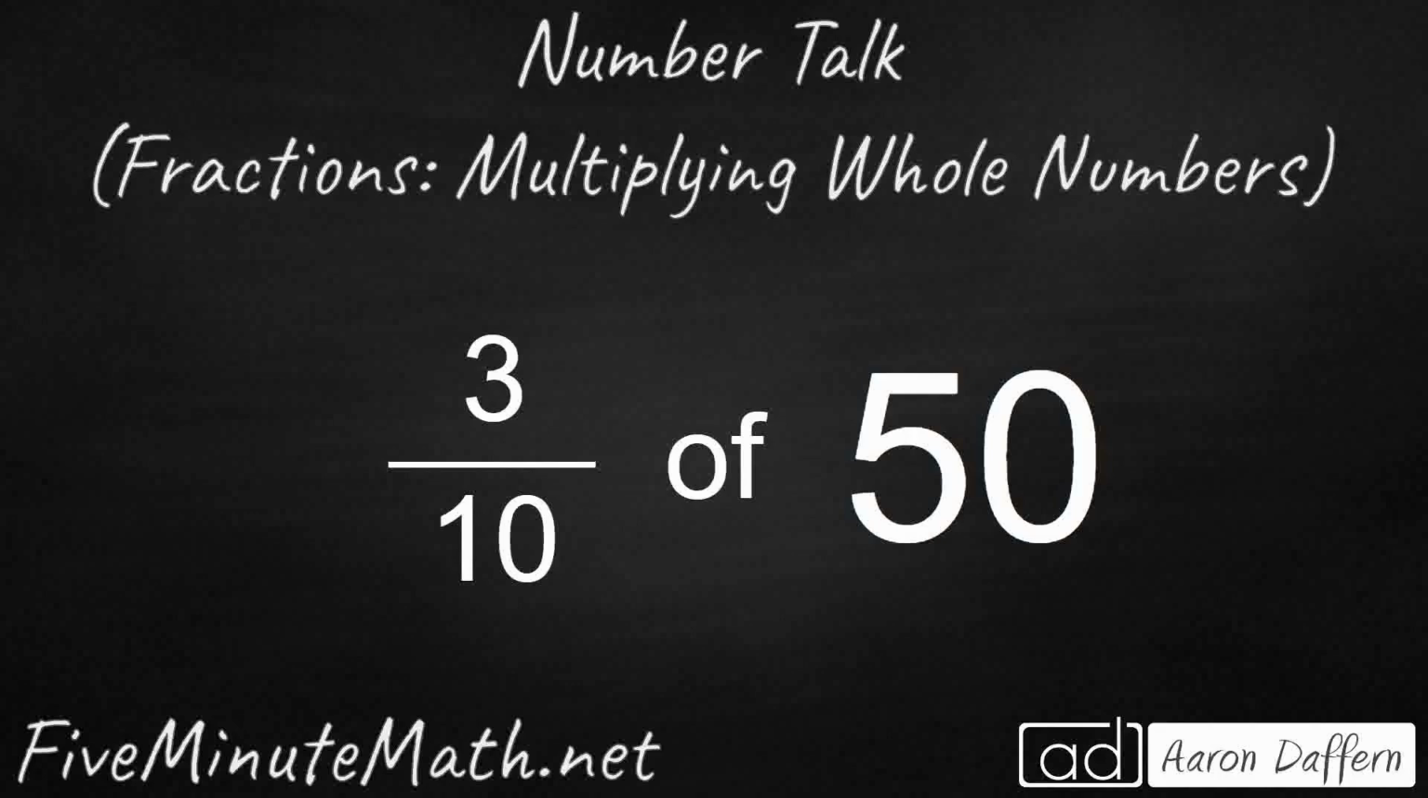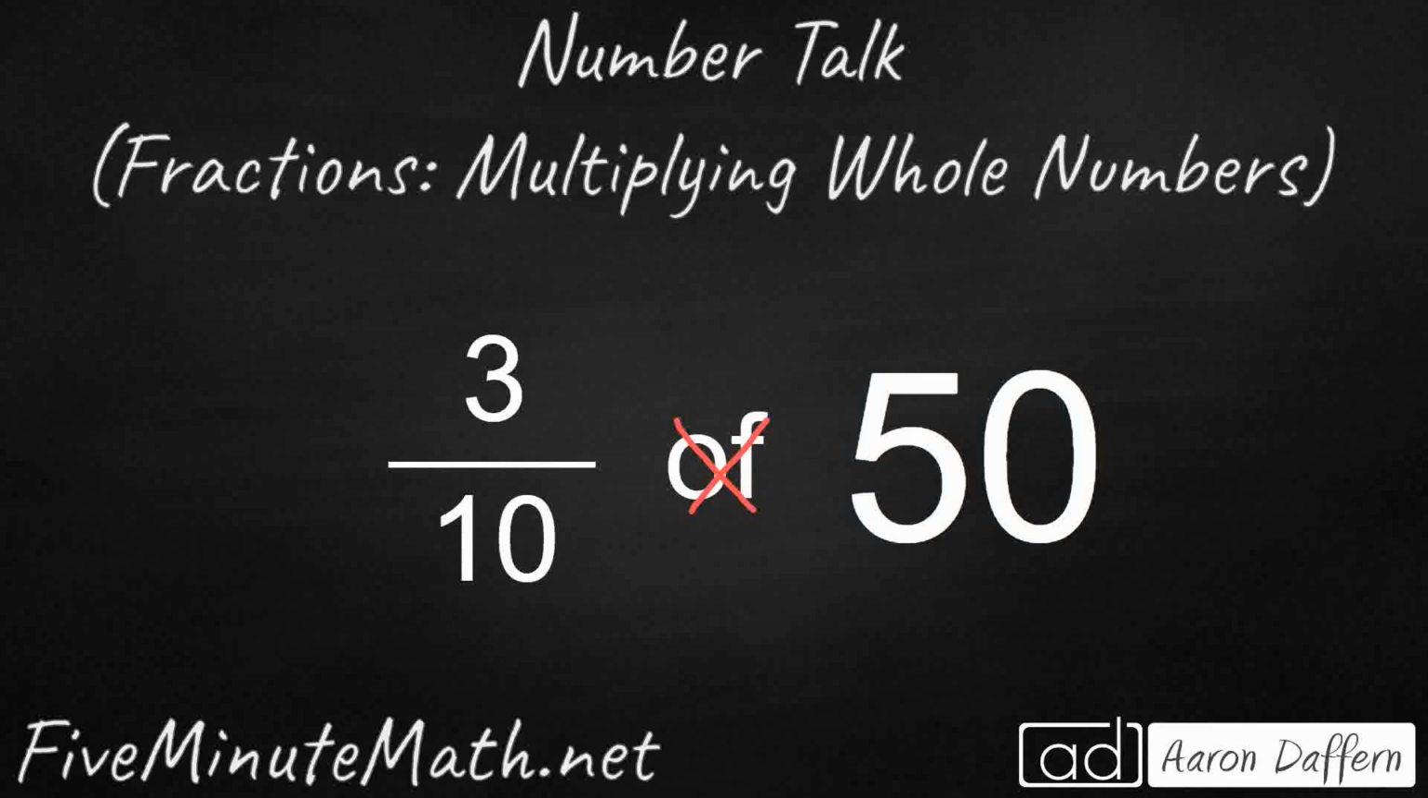Today, for our number talk, we are multiplying the fraction 3/10 and the whole number 50. We know it's multiplication because the word "of" is typically what we use when we want to signify that we're going to multiply a fraction and a whole number, and we need to find 3/10 of 50. There are a few different ways we can think about that.